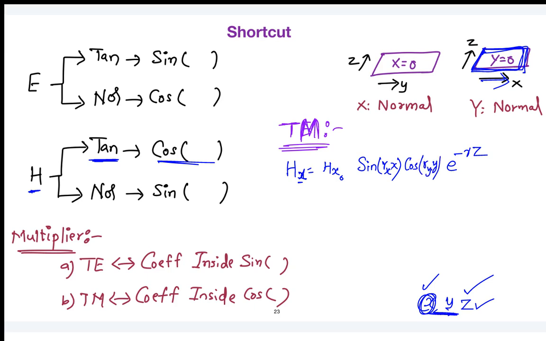And there will be a multiplier. So what is that multiplier here? Since it is a transverse magnetic wave, γy is there. So the multiplier will be that. Is it clear? Yeah. That's how you have to write.